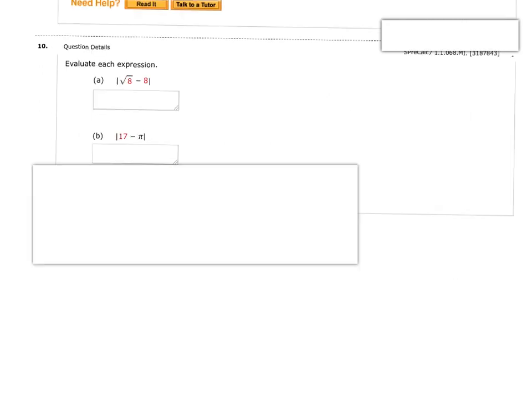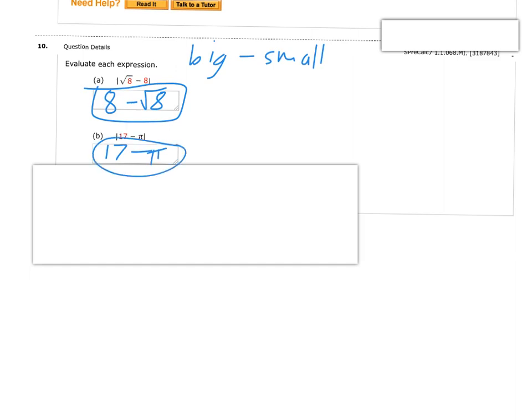All right, these next two, the trick we learned is that we can always write this without the absolute value if we just write it as big minus small. Because if we do big minus small, we know that answer is going to come out positive. So for this one, I know that 8 is bigger than rad 8, so I'm just going to flip that around there. And then I know that the answer is going to be positive, so I do not need the absolute value. Now, on the other hand, we have 17 minus pi here. I know that 17 is bigger than pi, so that one I'm not going to flip around. I'm just going to write it without the absolute value since I know that answer is positive.